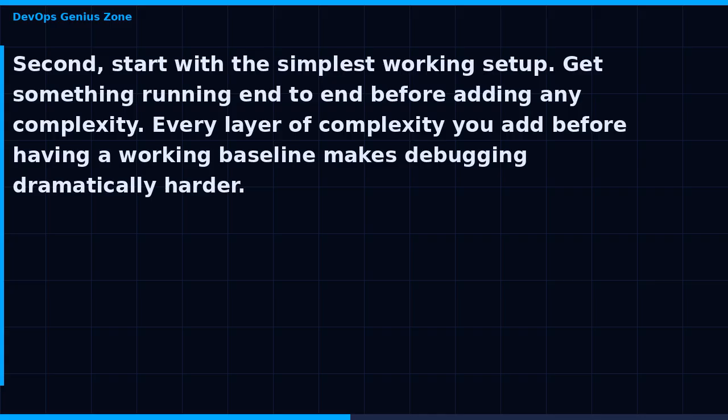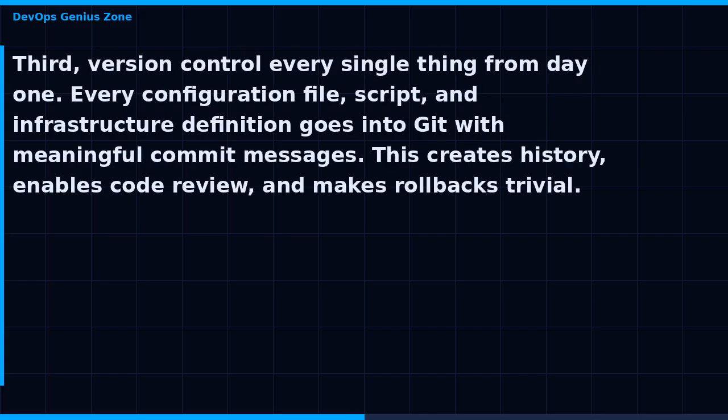Fourth, build observability in from the start. Metrics, logs, and health checks should be implemented before features, not after. You cannot operate what you cannot observe.